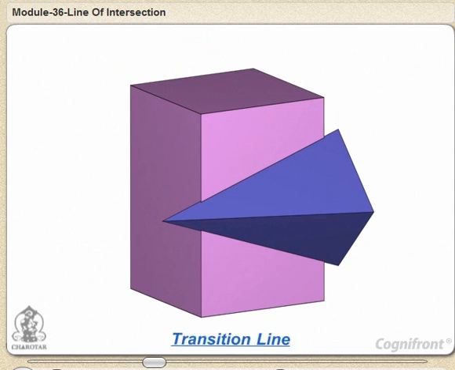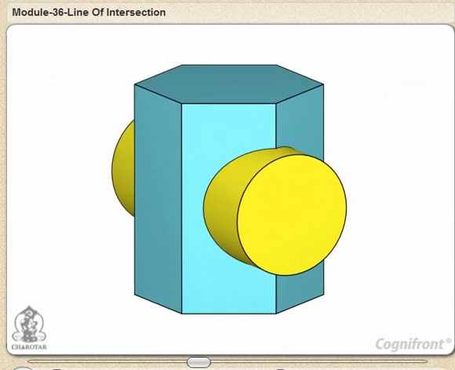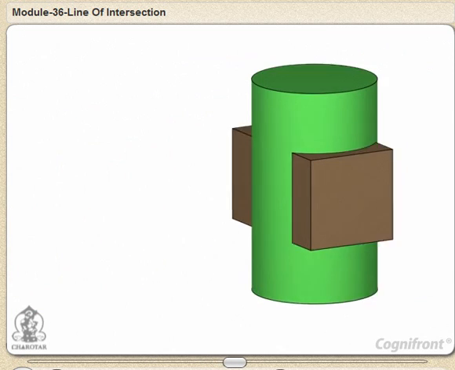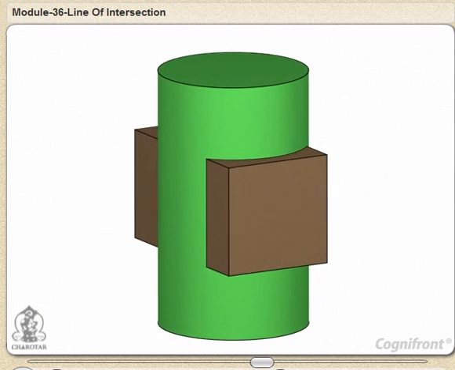of any shape. It would be a straight line when solids having flat surfaces intersect. The line could be a curved line when solids having curved surfaces intersect. Or it could be a combination of straight and curved lines when one of the intersecting solids is flat and the other one is curved.